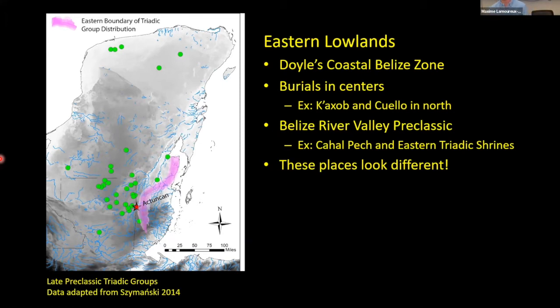Doyle also talks about this coastal Belize zone. And one of the things that's really interesting is that sites in the pre-classic and in the late pre-classic in Belize just don't look the same as those in the central area for several reasons. In the north, there are sites like Kashob and Quail that have tons of burials, including at Kashob, where there's a big major foundational burial.